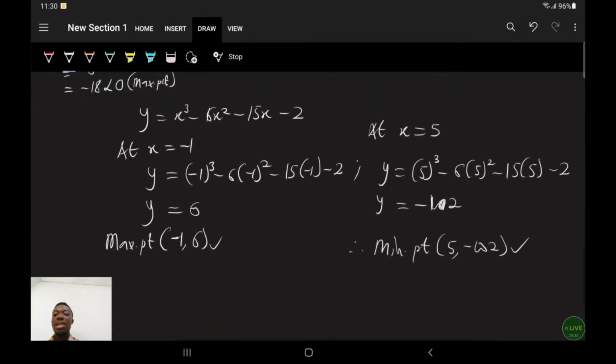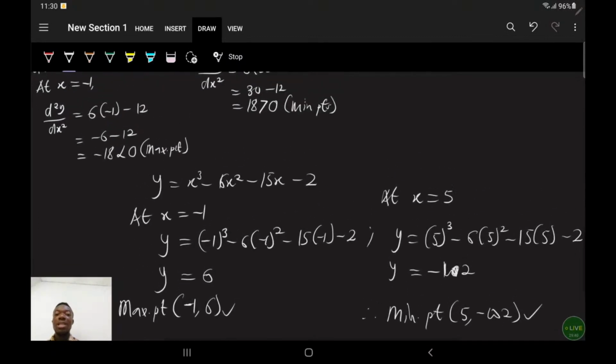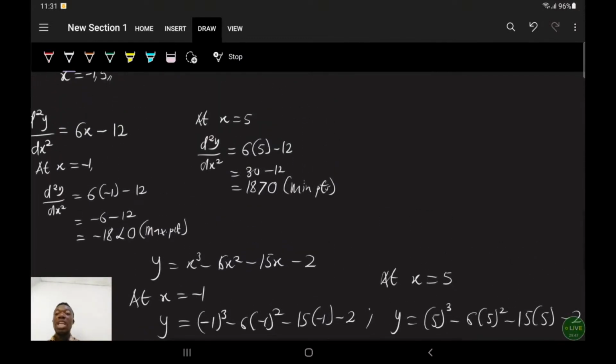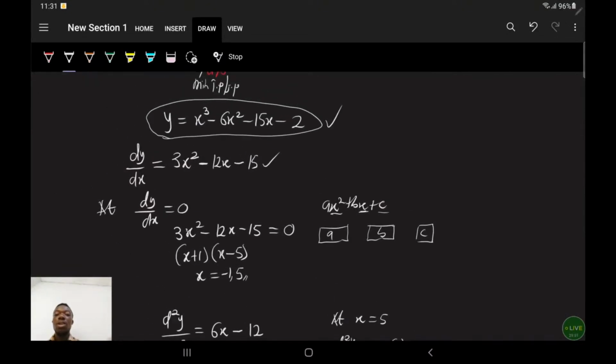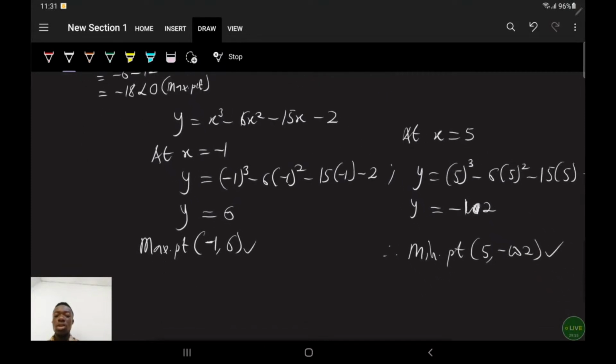So we can say that the nature, based on the points, of this curve is a combination of a maximum and a minimum curve being put together. That forms a cubic function, this cubic function that we are seeing here. I hope that's clear. So let's take note of that.